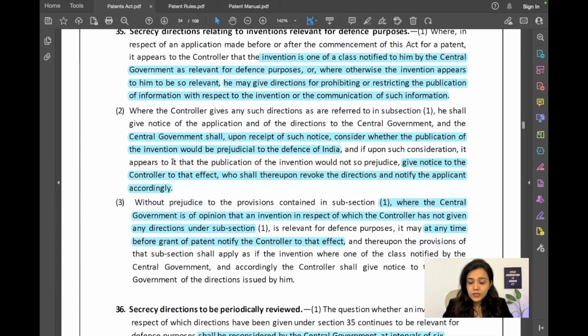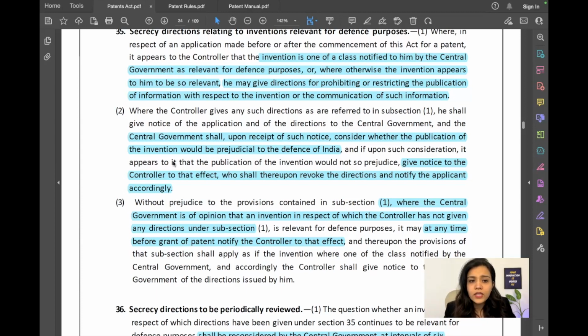So whenever this happens, the controller will give notice to the central government. The central government will decide whether this invention relates to the defense of India or not. If it relates to the defense of India, the central government would be of the opinion that it should not be published. If the central government thinks that it is not prejudicial to the defense of India, it will tell the controller that it is okay, you can revoke these directions, and the applicant would be notified accordingly.